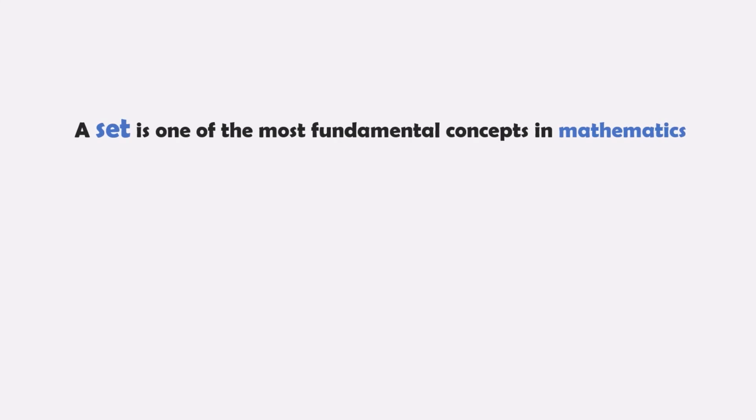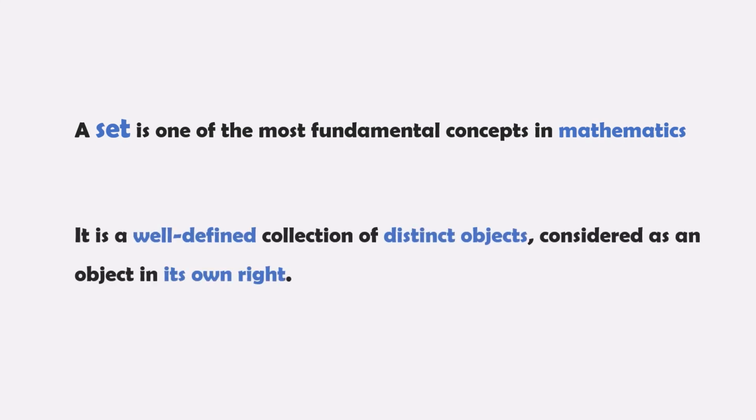What is a set? A set is one of the most fundamental concepts in mathematics. It's a well-defined collection of distinct objects. Consider it as an object in its own right. Each object in a set is called an element or a member of the set.